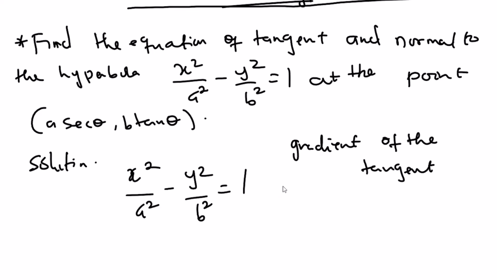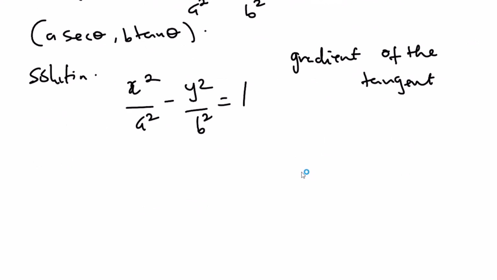The normal. Yes, because the normal is perpendicular to what? That of the tangent. So in this case, we know that for perpendicular lines, the product of their gradients is equal to -1. That's why the gradient of one is the negative reciprocal of the other. Yes, that's why it is like that.